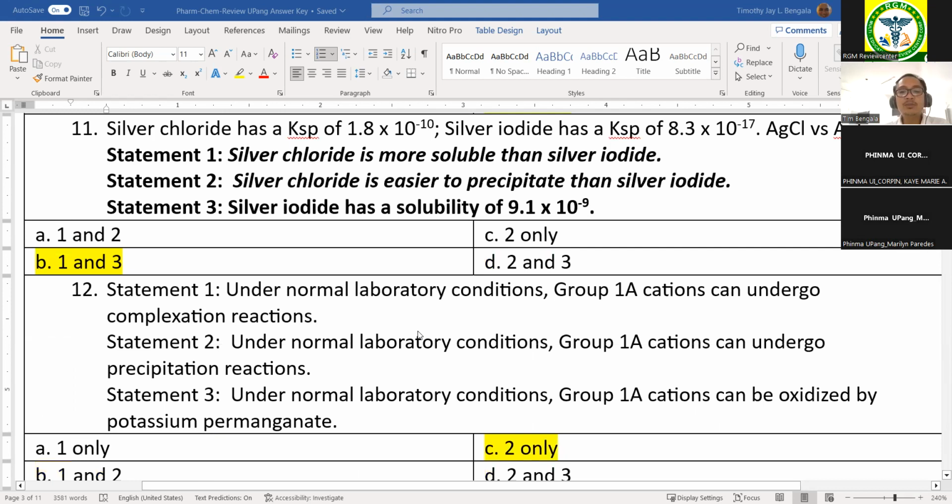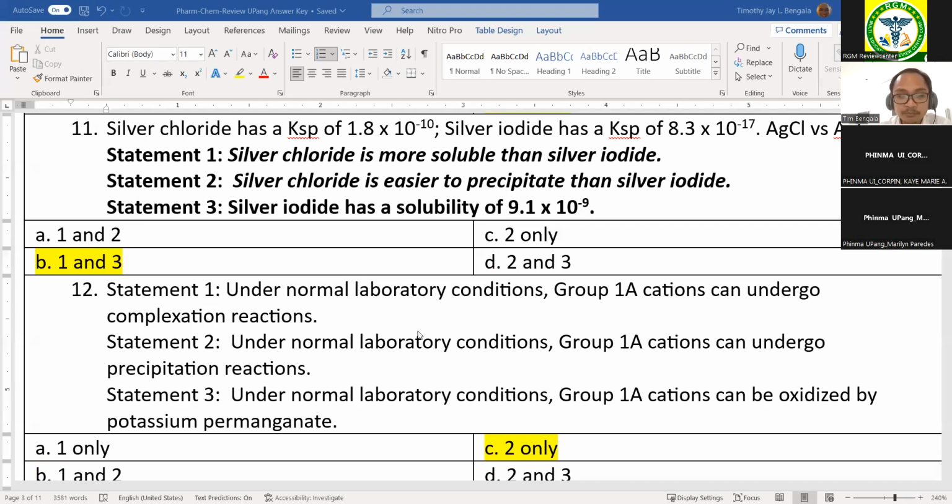Okay, so number 12, under normal laboratory conditions, group 1A cations can undergo complexation reactions. So that is incorrect. So nabanggit natin, yung mga group 1 and 2, hindi sila undergo ng complexation, they do undergo precipitation, and they may have acid-base properties based on the anion, kung sino yung anion na nakabit sa kanila. So, ayan. Pero complexation tsaka redox, hindi pwede mangyari for group 1A cations.